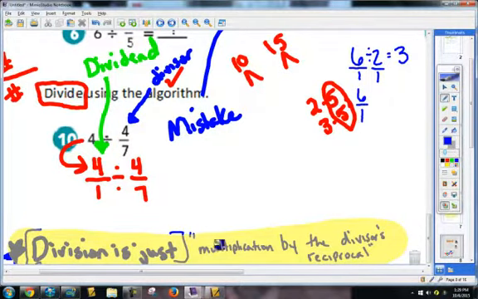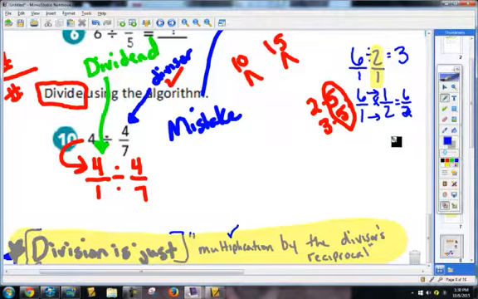Division is just multiplication. So I'm going to turn it into a multiplication problem. By the divisor, I've got to know which one the divisor is. The reciprocal of that divisor, which would be 1/2, which would give me 6 over 2, just top times top, bottom times bottom, right? 6 times 2.